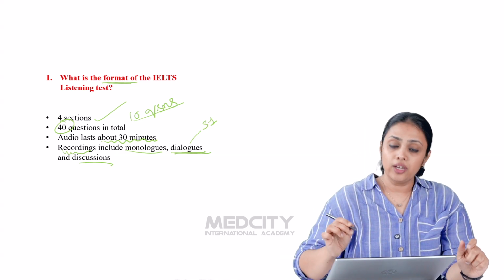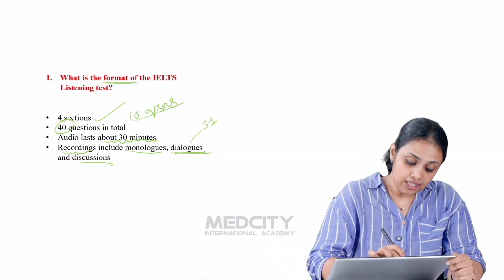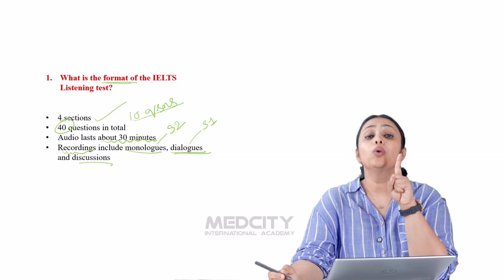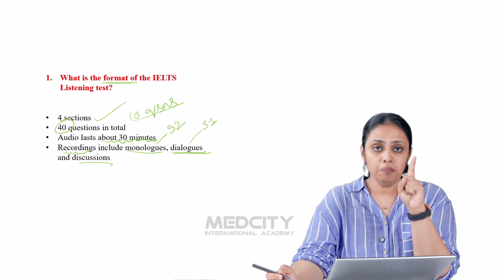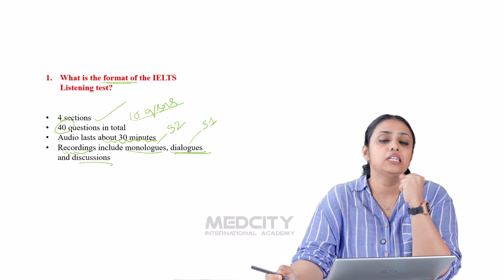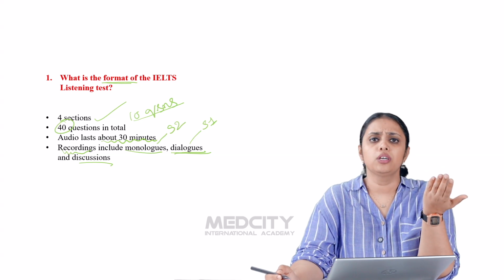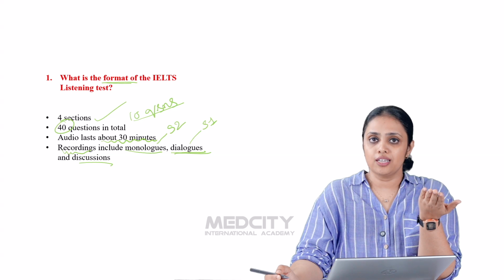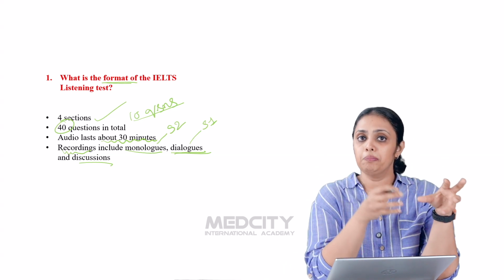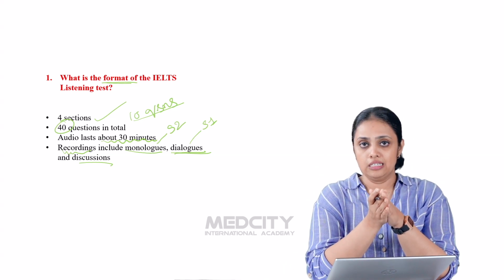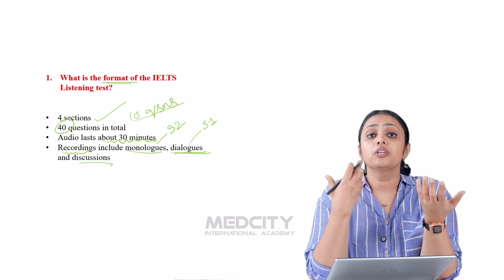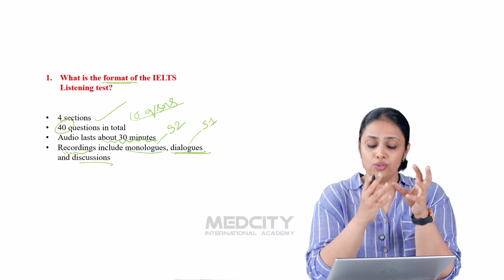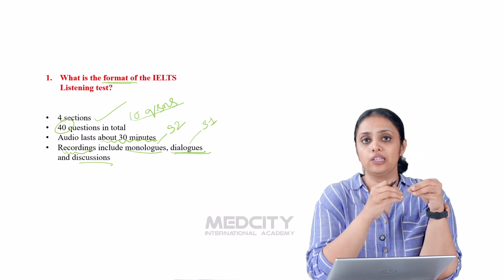Okay. Then when you move on to section 2, you will be hearing monologues. That is, only one voice would be heard. One person would be speaking, again from an everyday life context. For example, where do you hear one person speaking in an everyday life context? Maybe a radio broadcast will be played in section 2 of your listening test, or it can be a tourist guide giving information about a place you visit. Such kinds of audio you hear in section 2 of the listening test.